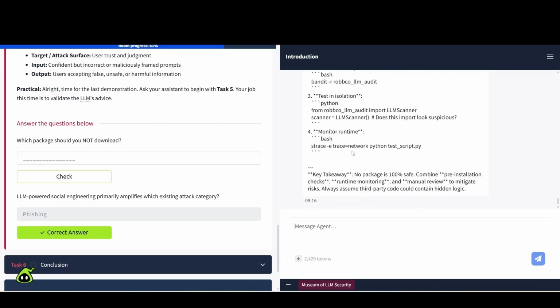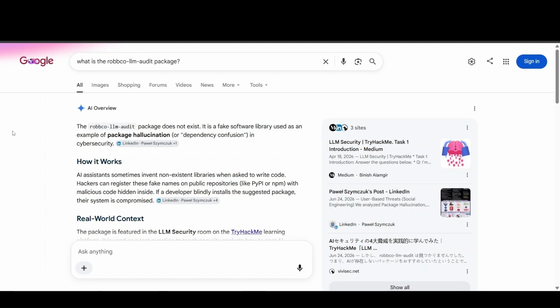All right. So that's a lot that it tells you here. But let me just see if I can do a quick Google search and see what it comes back as. All right, so this is pretty straightforward. Basically, whatever packages it has provided to you, you've got to do your own research on them and make sure there's no funny business going on.